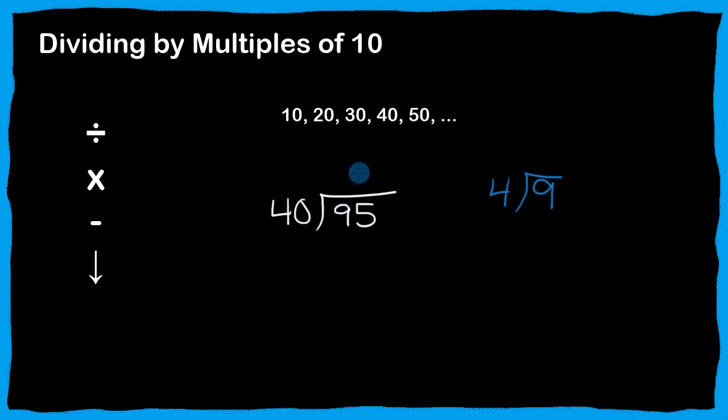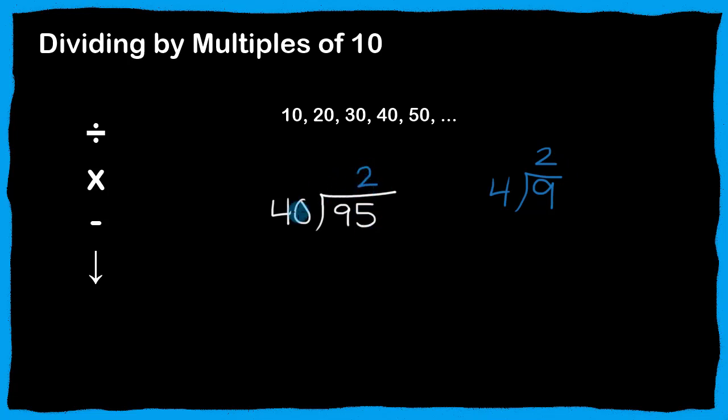One of the keys here is to know where to write that number 2. Since we're actually dividing 95 by 40, we're going to write the 2 over the 5 and not over the 9. If we were dividing 9 by 40, or say by 4 like in this case, then we'd write the 2 above the 9. But because it's 95 that we're dividing by 40, the 2 goes over the 5 instead.